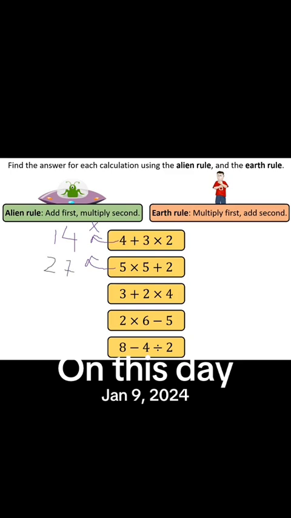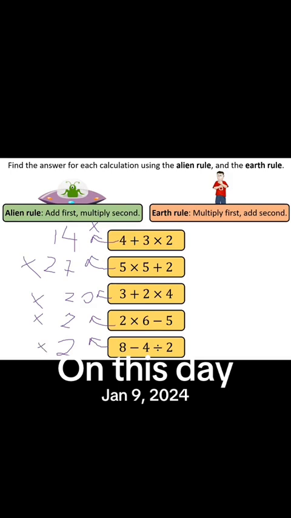That'd be 5 times 4, which is 20. That would be 2 times 1, which is 2, because 6 minus 5 actually equals 1. And here, 8 minus 4 is 4 divided by 2 is 2. So these are all the incorrect answers. The correct way is the earth rule.